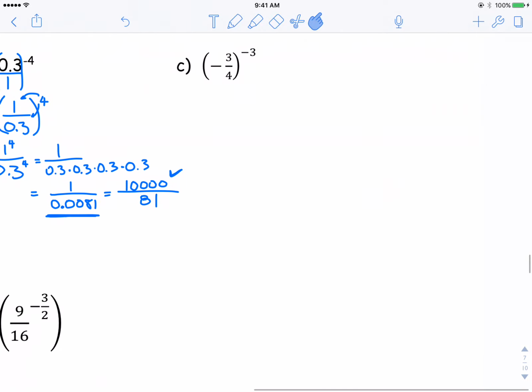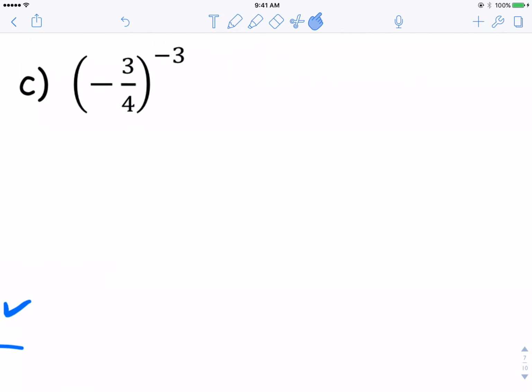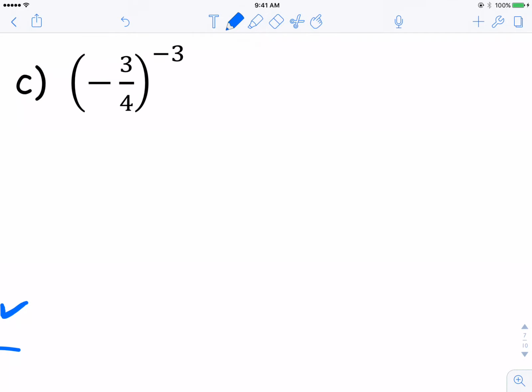Question C. Negative 3 over 4 to the power of negative 3. Well, we already have a fraction. Well, that's good. But that negative value is out there floating in the middle of nowhere. So I've got to decide, do I want to put that on the top or do I want to put that on the bottom of that fraction? And it really doesn't matter. So I'm going to put it on the top. So now I'm going to rewrite this as negative 3 over 4 raised to the power of negative 3.